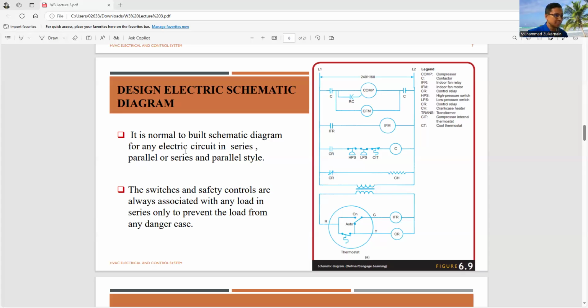Normally, we build a schematic diagram for an electrical circuit in a series and parallel style. It is a combination, and then we can simplify more by adding switches, and safety controls are always associated with any load in series only, to prevent the load from any dangerous case. Actually, by attaching the sensor, we make a safety control inside the system.